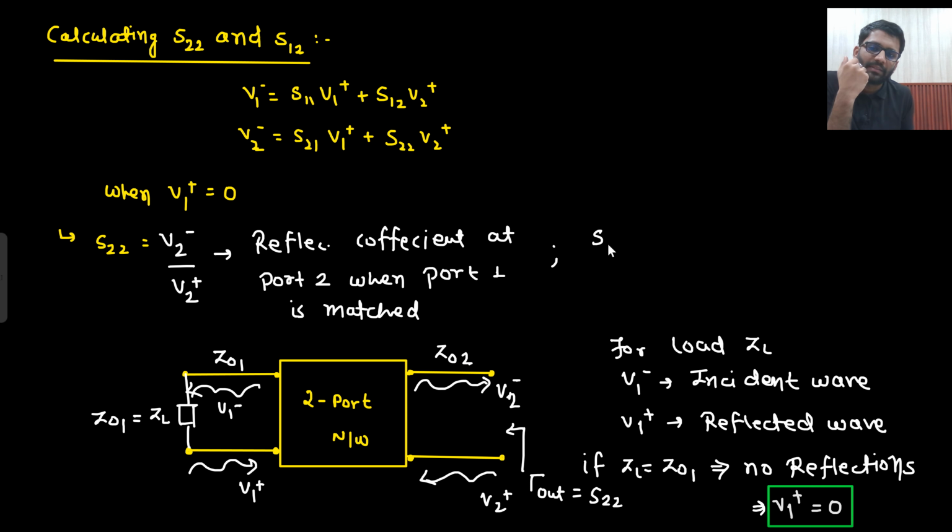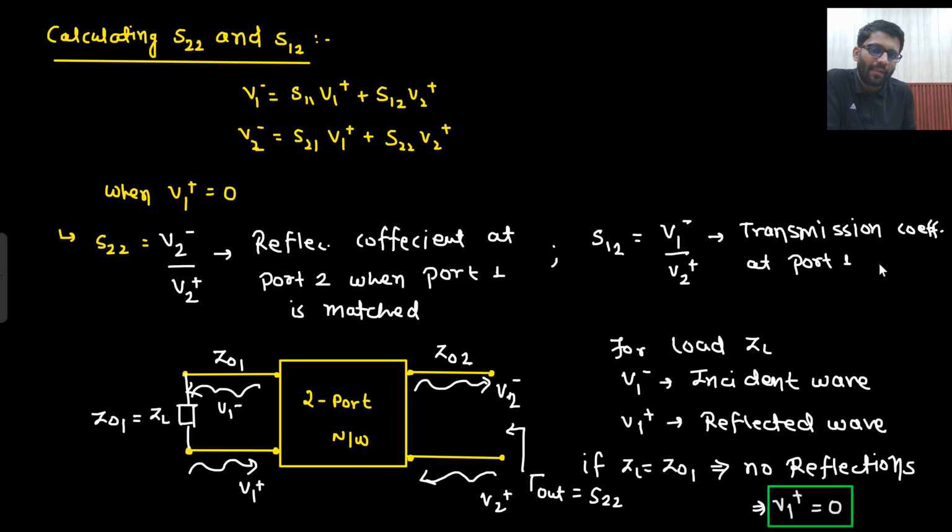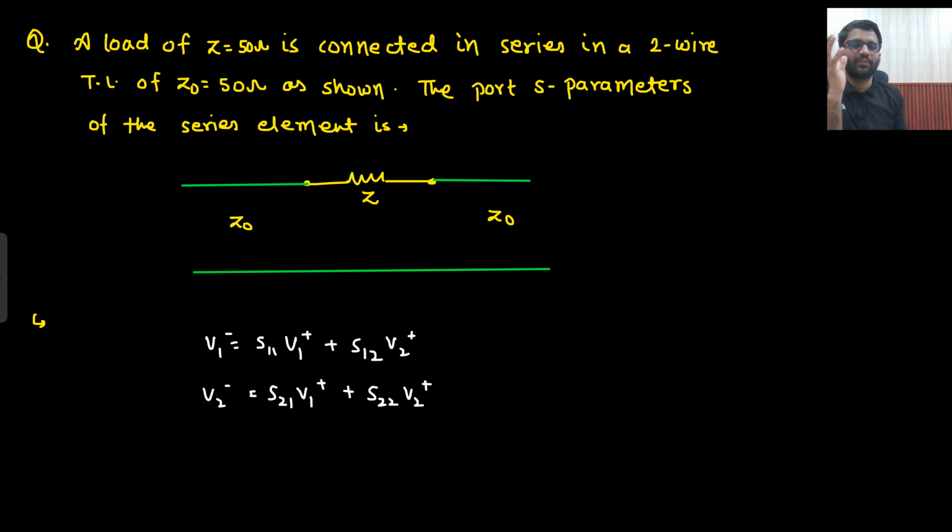And what is your S12? What do I need to find for S12? S12 will be V1 minus upon V2 plus, right? Can I call it a transmission coefficient? Because V2 plus will be incident, V2 minus will be reflected back, and V1 minus will be transmitted. So I can call it transmission coefficient at port 1 when port 1 is matched. Okay, so this is how we are going to do the calculation. Here you might not be understanding a lot of things, but once we solve the problems, you will understand.